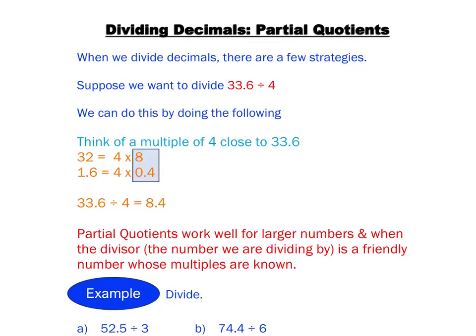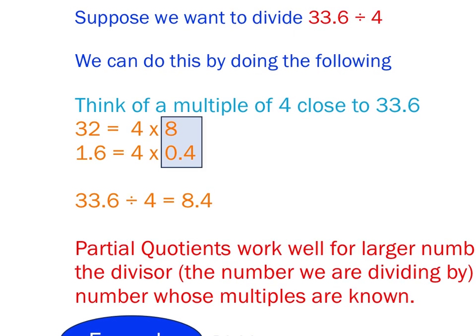In today's lesson, we are going to divide decimals and we're going to use partial quotients to help us do this, okay? So when we divide decimals, there's a few strategies. So we're going to actually do this a little differently. So if we divide 33.6 by 4, we're going to think of a multiple of 4. 4 is what we're dividing by, which is called the divisor. We're going to think of a multiple of 4 that's close to 33.6, but not more than 33.6.